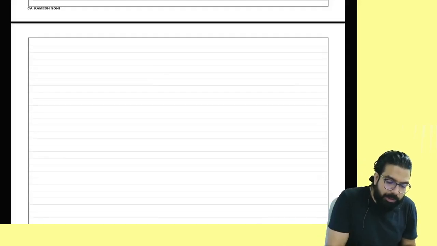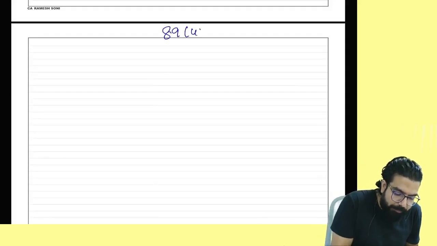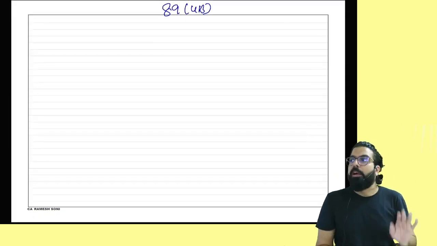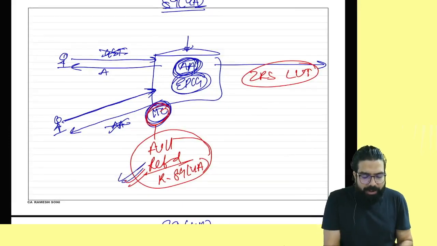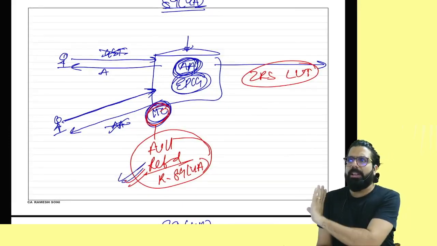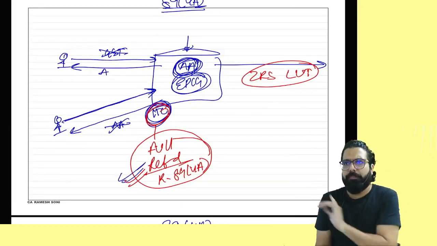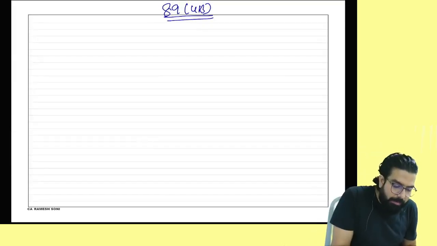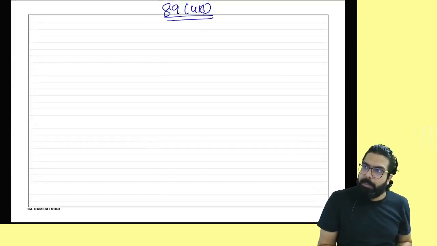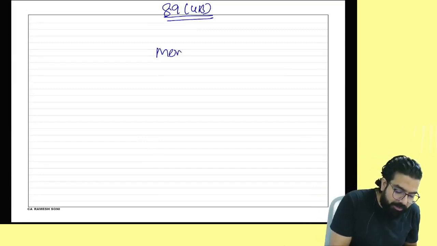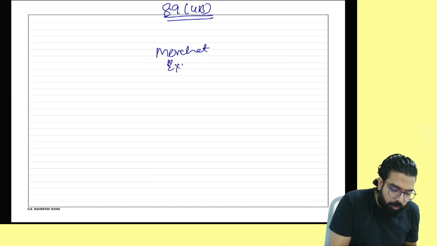Chalo, I'll explain to you rule number 89.4b. What is rule number 89.4b? Under rule number 89.4a, full refund is always given, no questions asked. Whatever the ITC is, you will be given full refund. Next, I am a person, and suppose I am a merchant exporter. Who is a merchant exporter, everyone?